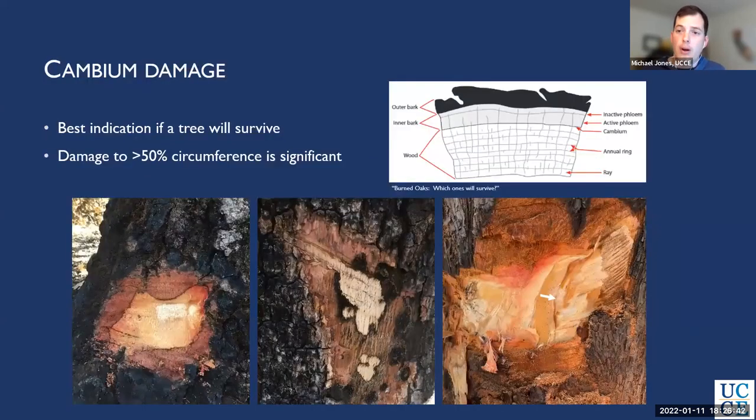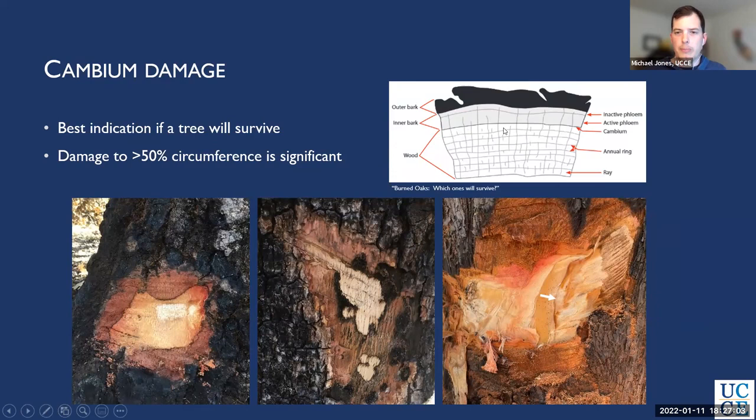The best way for oaks and redwoods is really to assess the cambium. And the cambium, as we talked about, is a really thin layer, usually a couple of cells thick, of tissue that sits right on top of the wood, right under the bark. It's really the only active growing part of the main stem of a tree.